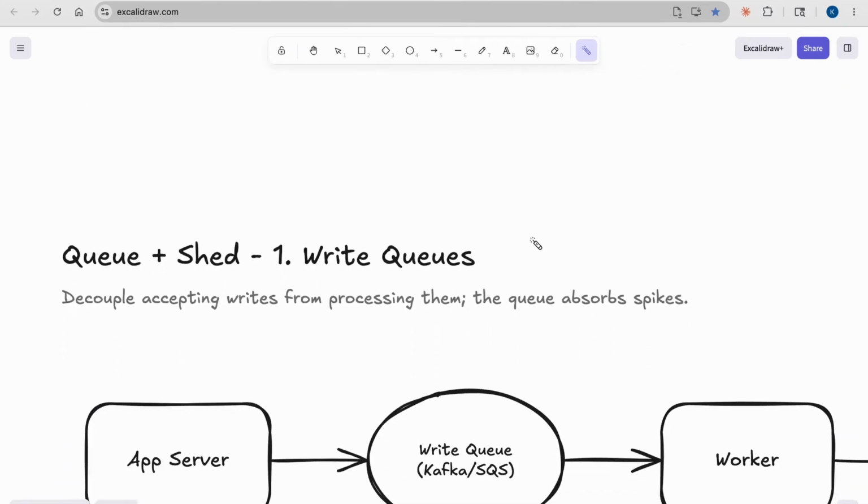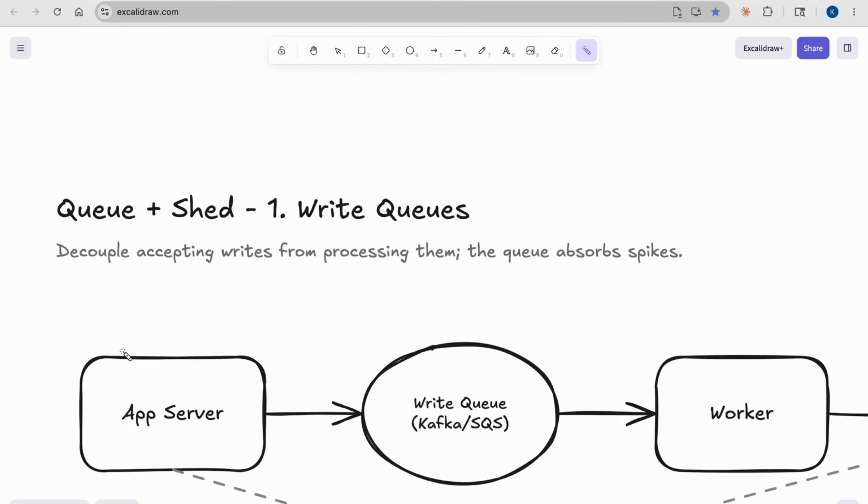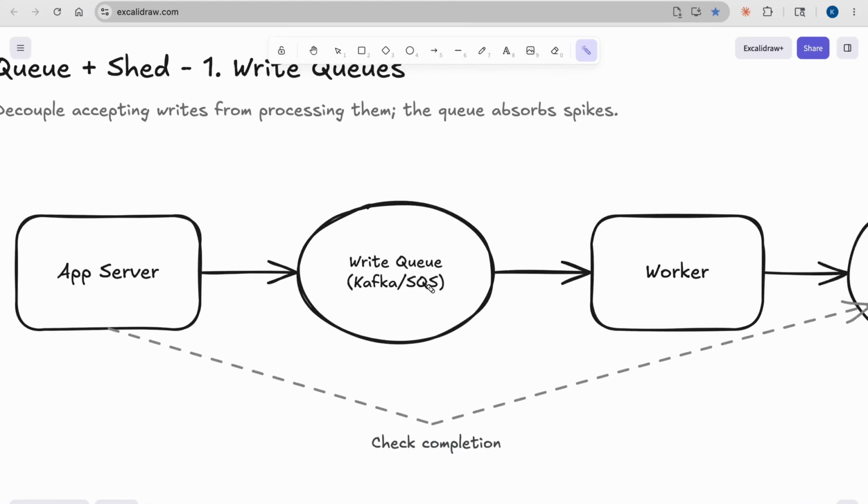Now let's jump on to the third approach, handling bursts with queues and load shedding. The idea here is simple. The first one is write queues. We use queues to decouple accepting writes from processing them, so the queue acts as a helper to absorb any sudden spikes that we normally see.